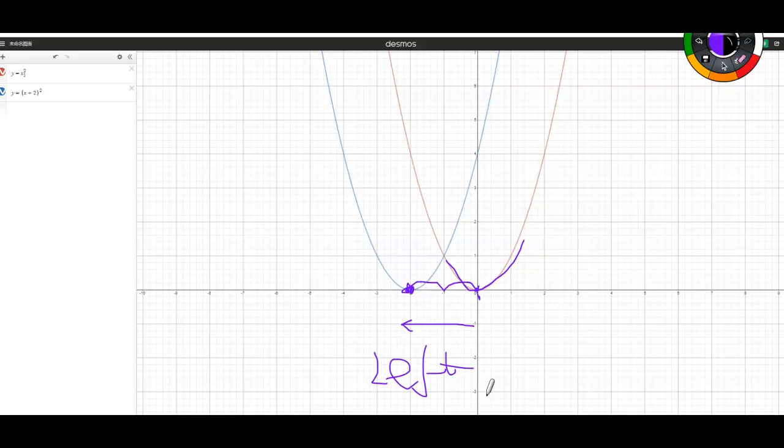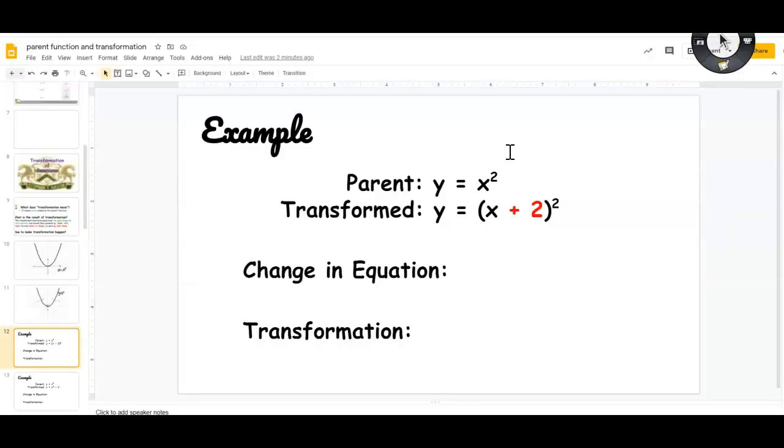So here the movement of the parent picture is called transformation, which is what your answer is. Okay? So your answer is to move to the left 2 units. What makes it happen to move to the left 2 units? The change in the equation, adding a number inside of x, makes the change of your parent picture to move it to the left twice. Okay? So generally, if we add a number inside of the x, the transformation of the parent picture is moving to the left the number of units you have here.